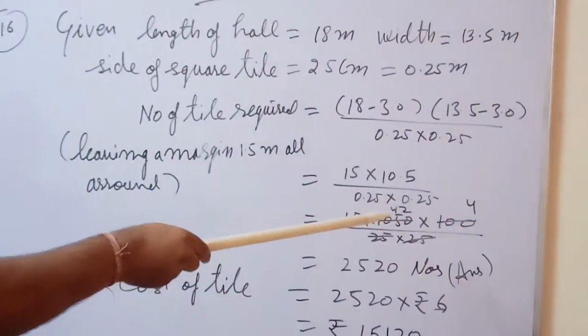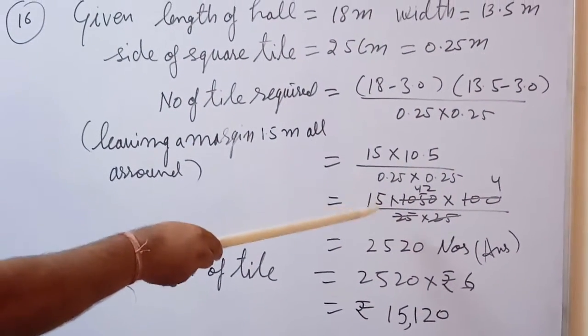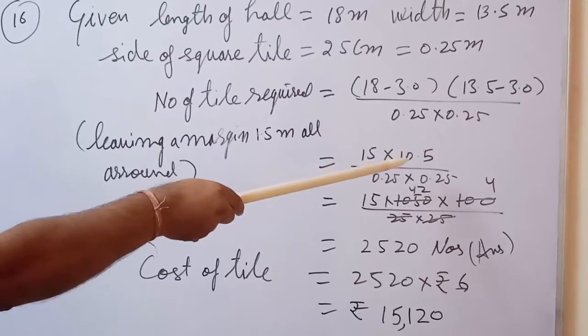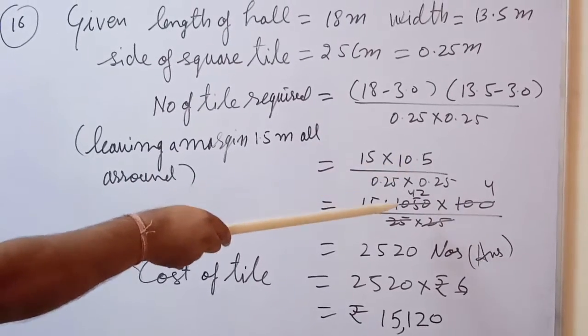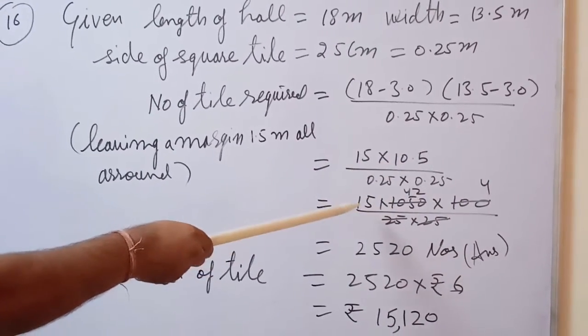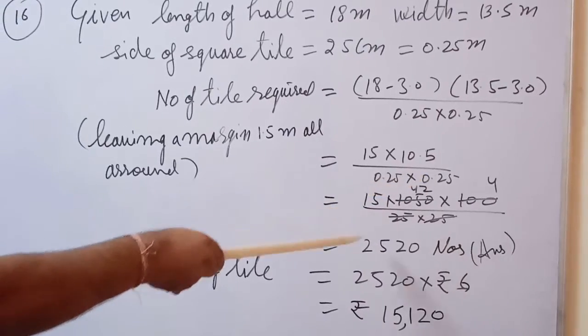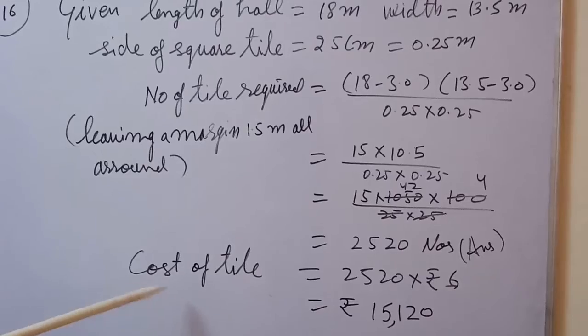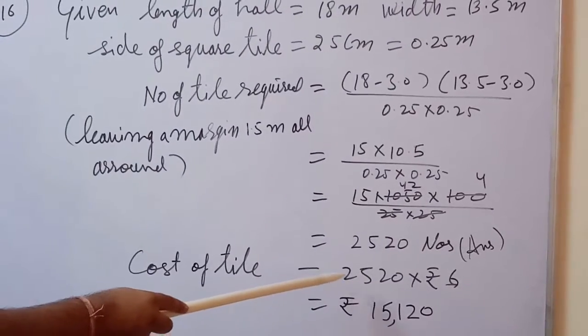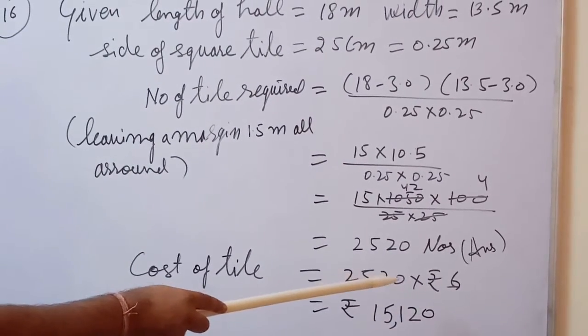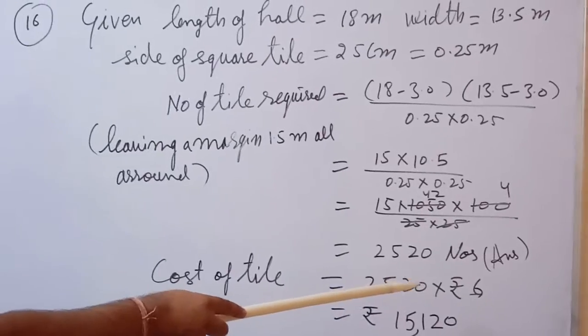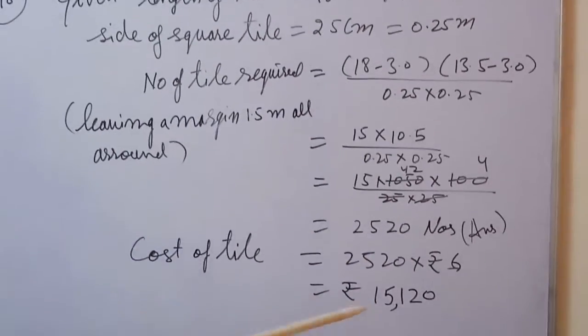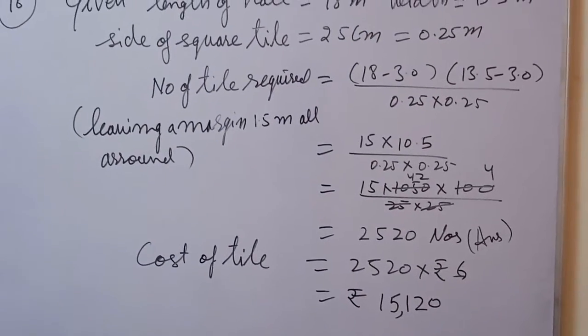0.25 into 0.25 makes 100 in the numerator, and 25 we can cancel with the 10.5 after putting a 0, so we get 15, 42 and 4. The product of that gives 2520. So here the cost of tiles will be 2520 into 6, as the rate per tile is 6. So we will get the answer 15,120. So that is our answer.